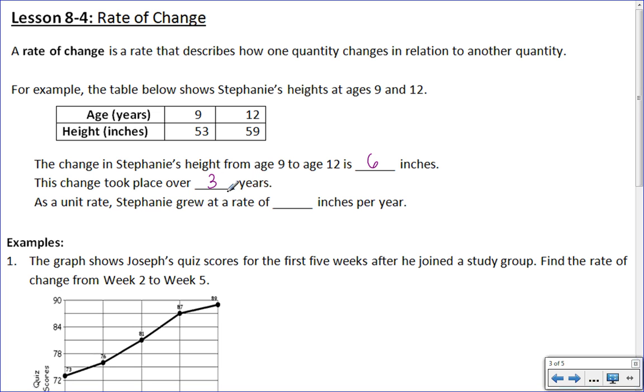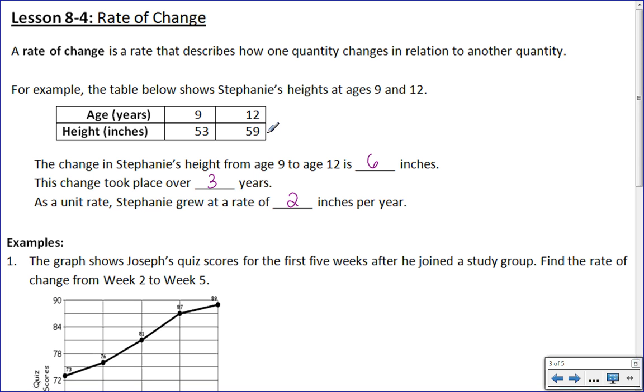Now, if you remember back in Chapter 6, we talked about unit rates. As a unit rate, we want this to be some amount per year, some number of inches per year. So 6 divided by 3, that's 2 inches per year. So that is the rate of change shown in this table. She grew at a rate of 2 inches per year.